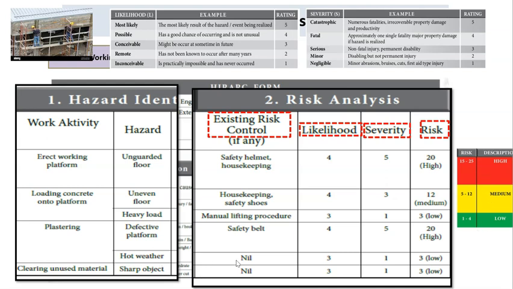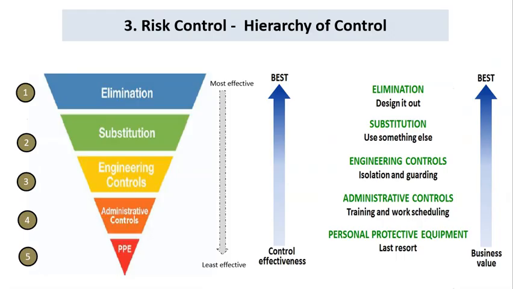And hot weather, currently they don't have any risk control, so likelihood 3, severity is 1, dehydrated, so 3 is considered low. And for the last one is sharp object, currently they don't have any control, so 3, and then likelihood severity 1 and the risk is 3, so it's considered as low. So we have completed the part 1 and part 2 for this 3 scenario.